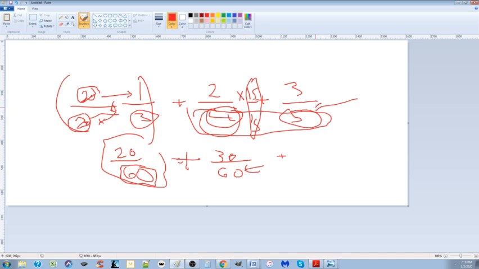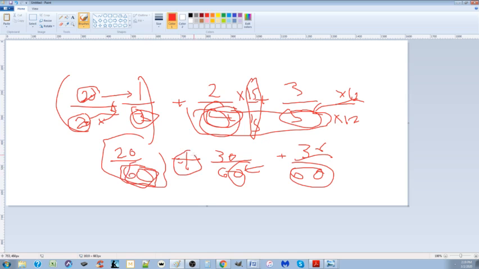Finally, this last one, what would I multiply it by? Well, what's 4 times 3? It's 12. So whatever I multiply the bottom by, I must multiply the top by. So I end up with 36 up top. These now all have the same common denominator. You are now allowed to add or subtract them. So I'd end up with 36 plus 30, which is 66, plus 20, which is 86, which is 86 over 60.